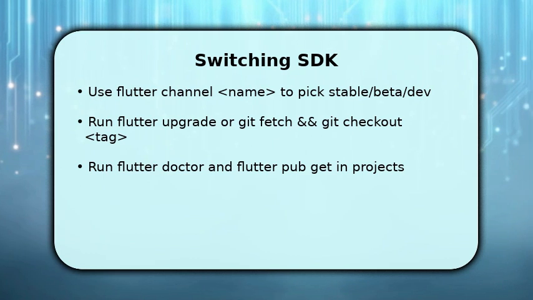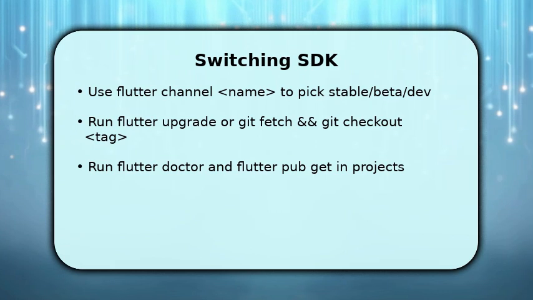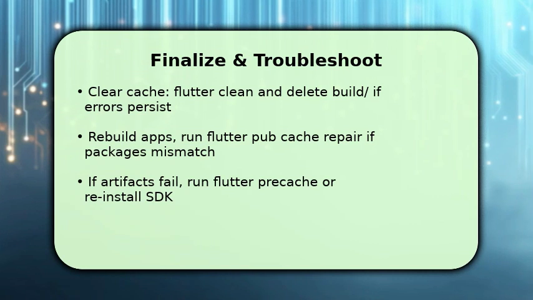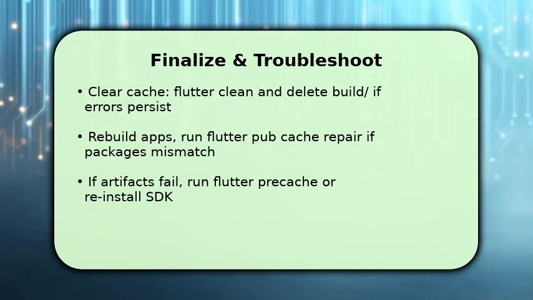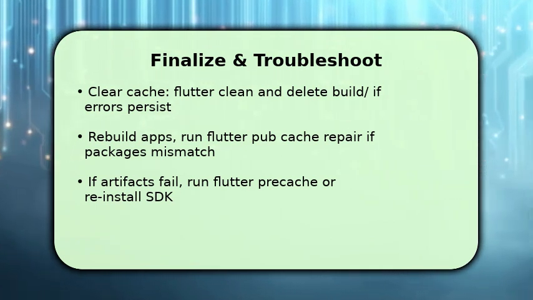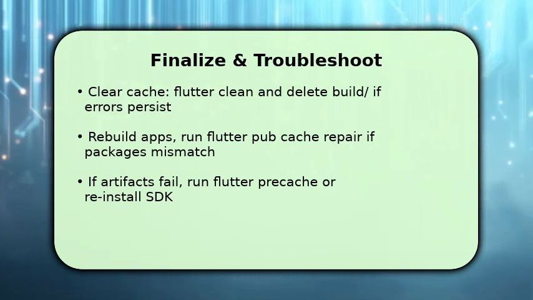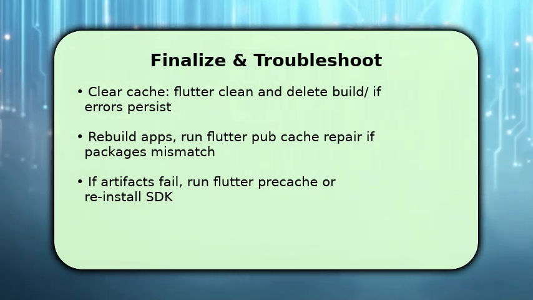You finish by validating and fixing issues. Rebuild your app and run flutter doctor. Address any missing Android SDK or Xcode versions it reports. If packages fail, flutter clean and flutter pub get, or flutter pub cache repair to fix corrupted packages. Once done, run flutter precache if artifacts didn't download. If problems continue, restore your backup or reinstall the SDK. This resolves broken Git states.